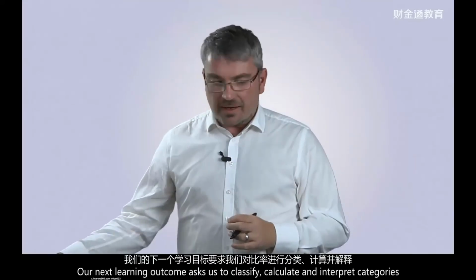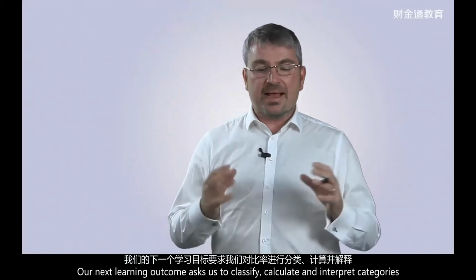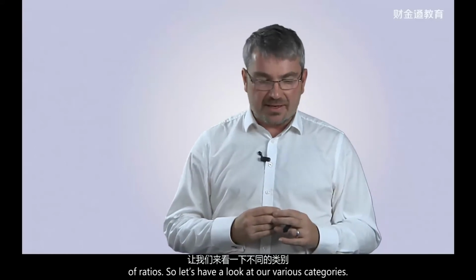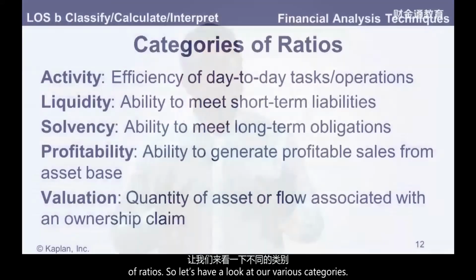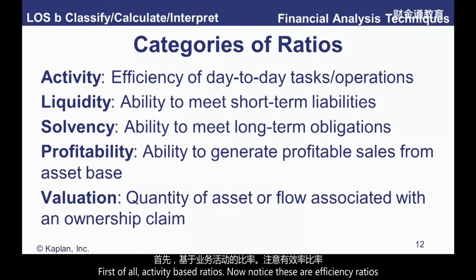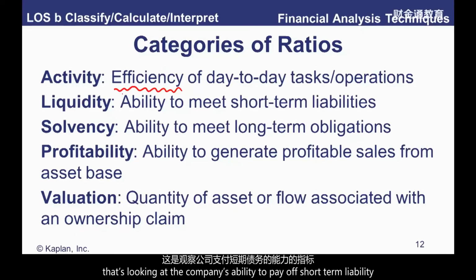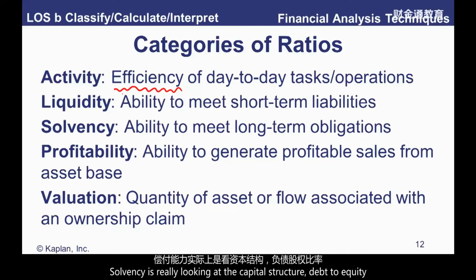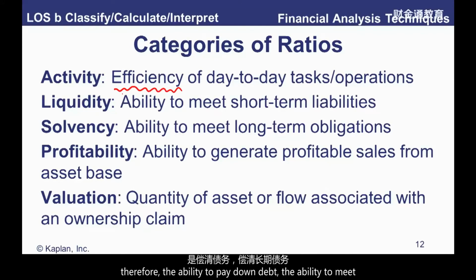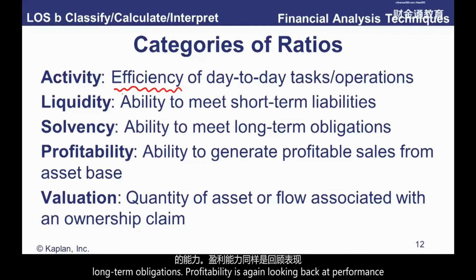Our next learning outcome asks us to classify, calculate and interpret categories of ratios. So let's have a look at our various categories. First of all, activity-based ratios. Now notice these are efficiency ratios, how efficiently the company is operating. Liquidity ratios, that's looking at the company's ability to pay off short-term liabilities when they fall due. Solvency is really looking at the capital structure, the debt to equity, and therefore the ability to pay down debt when it falls due, the ability to meet your long-term debt obligations.